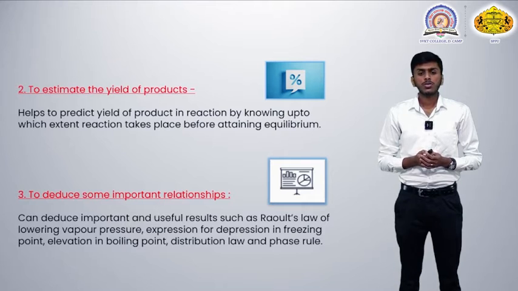The third objective is to deduce some important relationships. By using thermodynamics, we can deduce important and useful relations such as Raoult's law of lowering of vapor pressure, expressions for depression in freezing point, elevation in boiling point, and the distribution law and phase rule.